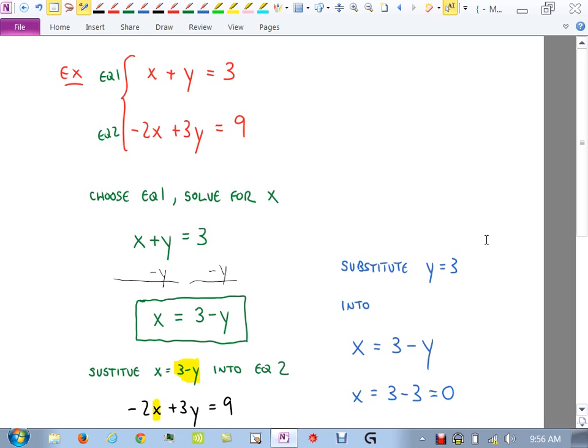Now, we could check this, right? 0, 3. I'll do it quickly. Plug in 0 for x and 3 for y. Is that true? Okay, plug in 0 for x and 3 for y here. Is that true? Yep, 0, and then 3 times 3 is 9. 9 equals 9, so it works.